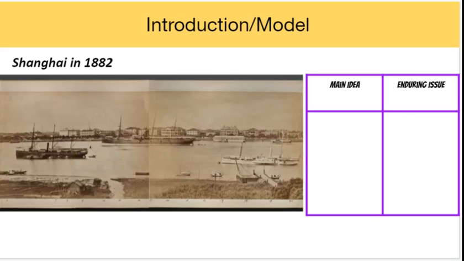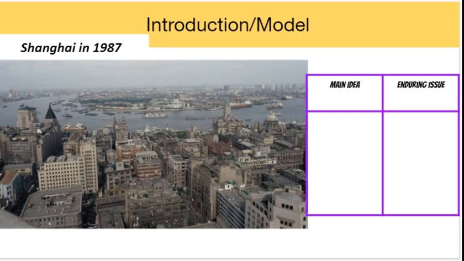Again, it's in order already. We did step 2. You might want to pause the video, write this down. Okay, we create the T chart. You can call it Shanghai in 1882. Okay, you're continuing the video. That means you're up to the next one. This is Shanghai in 1987. Again, the main idea, what enduring issue or enduring issues do you see here?